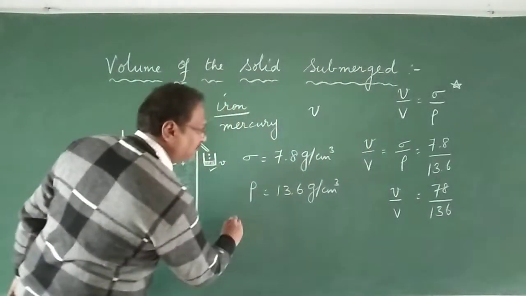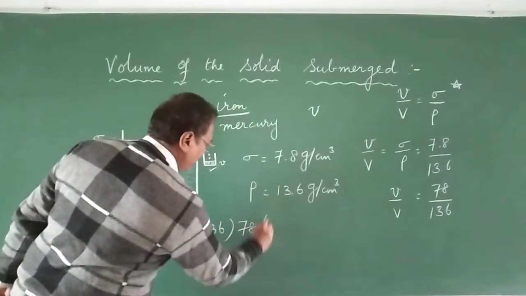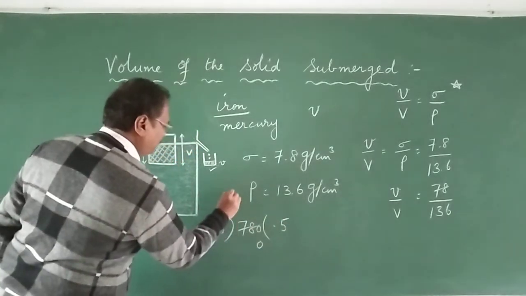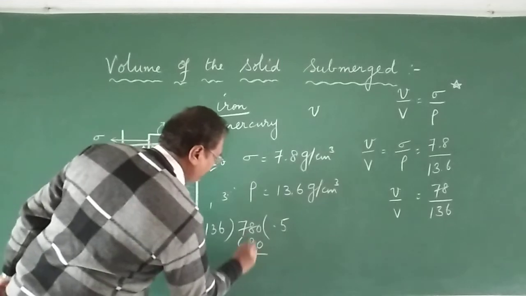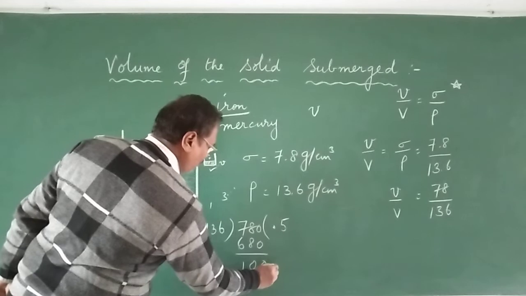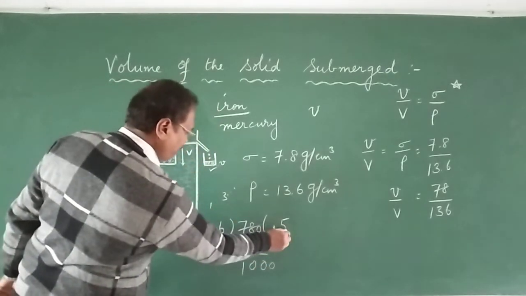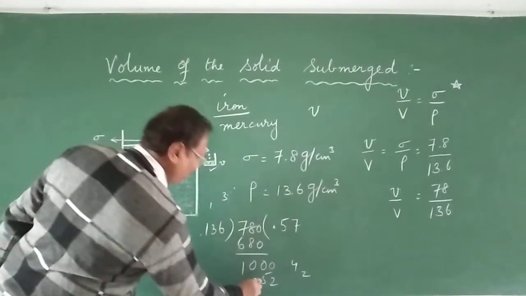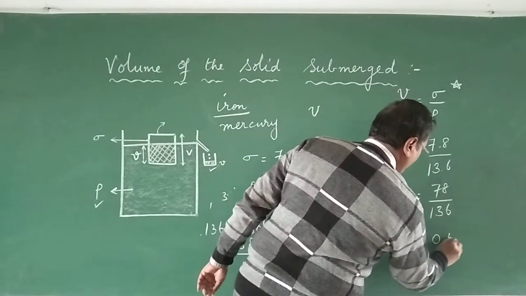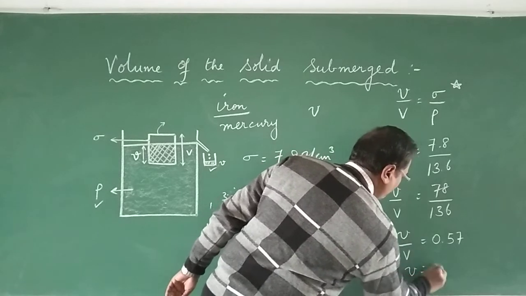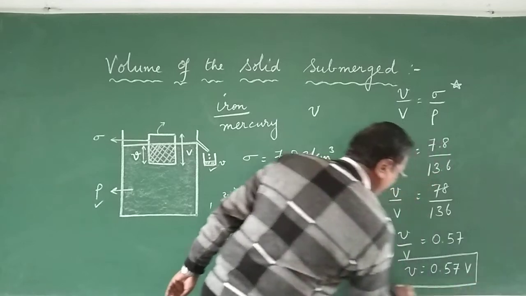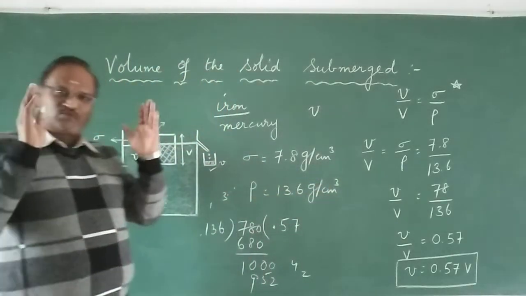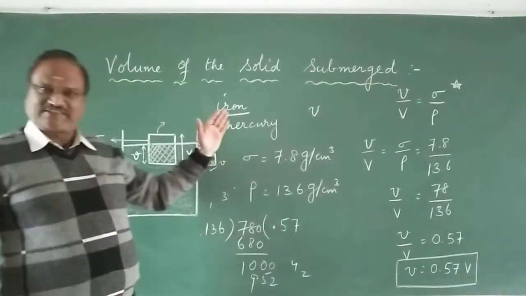So if you solve this, 78 divided by 136, it will not go, so put a point here and bring a 0. Solving it gives 0.57. So v upon V is 0.57, or v is equal to 0.57 times the total volume. That is around 0.6 you can imagine. 0.6 is submerged and 0.4 will be up, so the total volume will become 1. I hope you understand. This is a very simple problem.